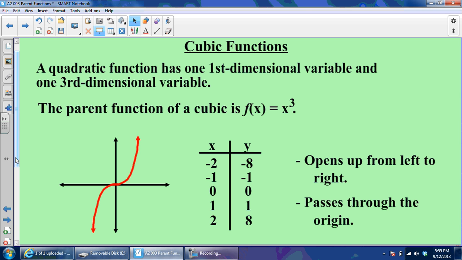One of the things that makes the cubic different from the quadratic is when you cube a number, you end up back with the sign that you began with. So if you start off with a negative and cube it, you still end up with a negative. Positive cubed still ends up being positive.